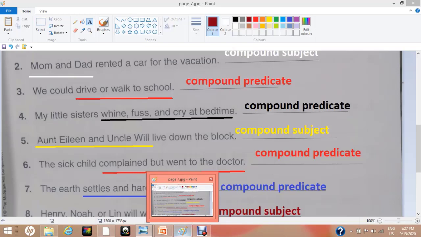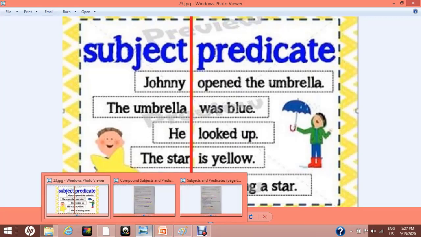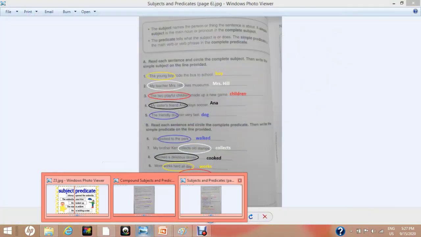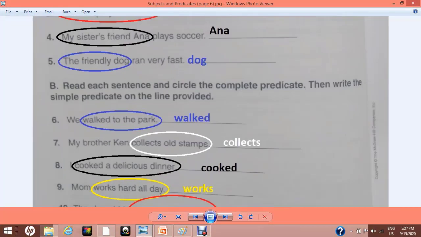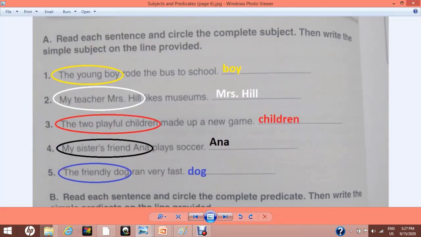Now on page number 6 we are going to find what are subjects, what are predicates, what are complete subjects and what are complete predicates. Very simple exercise, I hope you will enjoy it. This is our page number 6. It comprises two exercises, exercise A and exercise B, of your English grammar book.